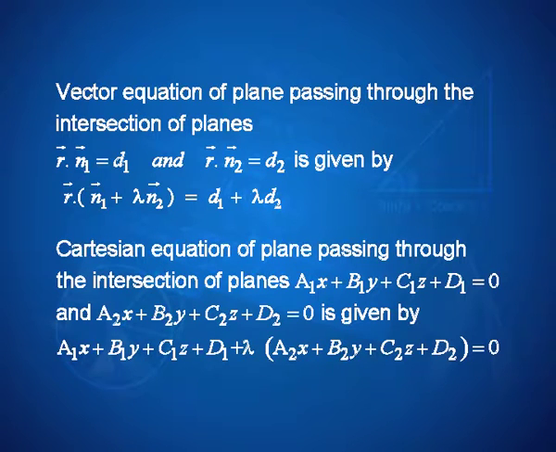In Cartesian, the same set of equations translate as follows. Given two planes with equations a1x plus b1y plus c1z plus d1 equal to 0 and a2x plus b2y plus c2z plus d2 equal to 0, the family of planes passing through the intersection is given as a1x plus b1y plus c1z plus d1 plus lambda times a2x plus b2y plus c2z plus d2 equal to 0.